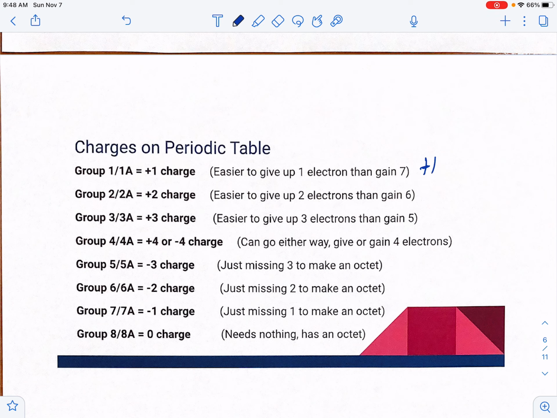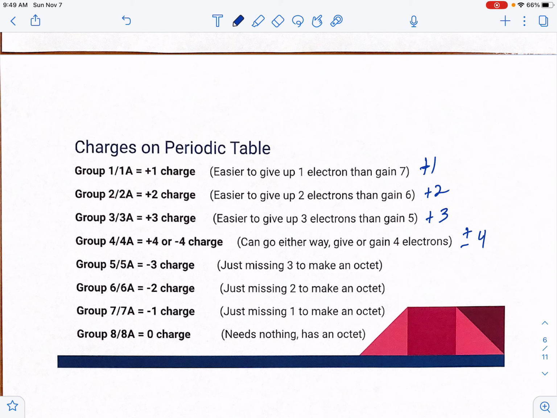Who needs it? Then group 2A is going to have a +2 charge. Again, it's easier to give up 2 than find 6. It's basically saying, hey, I have an extra 2. Then you jump across to the boron group, and it has +3. Again, it's easier to give up 3 than to find 5. Now group 4A can have a positive or a -4 charge, because it can honestly go either way. You can gain 4 electrons or give up 4, so we call it positive or -4.